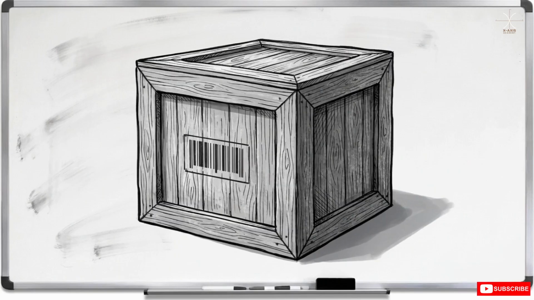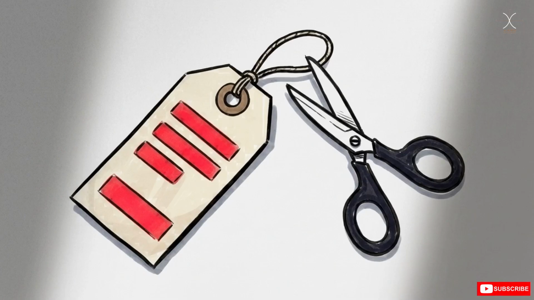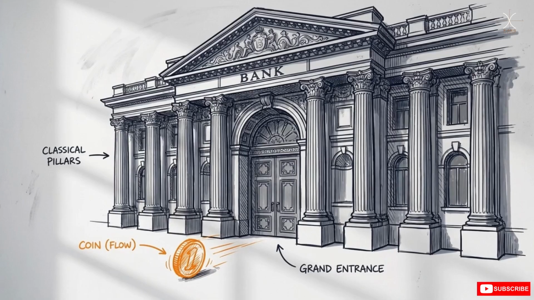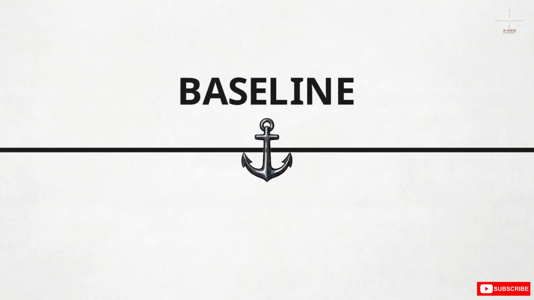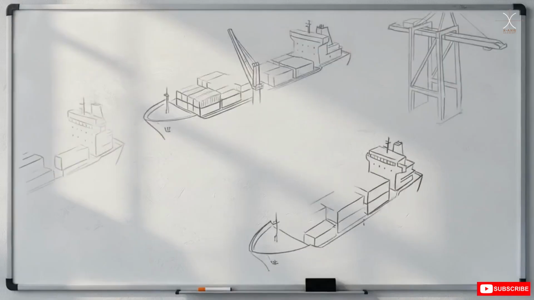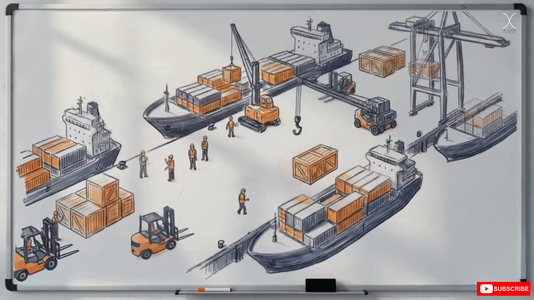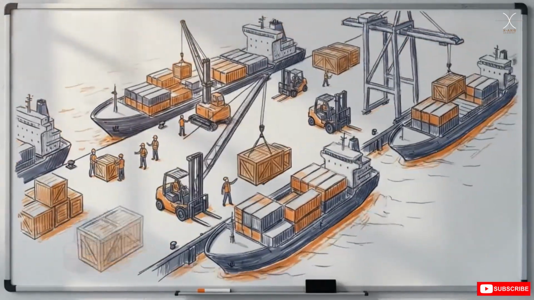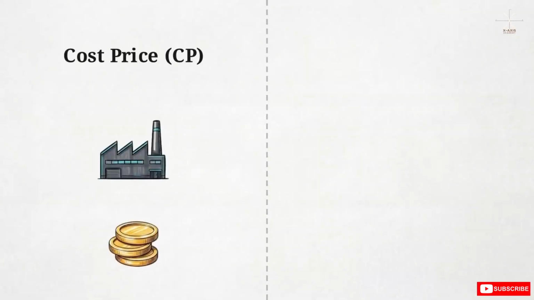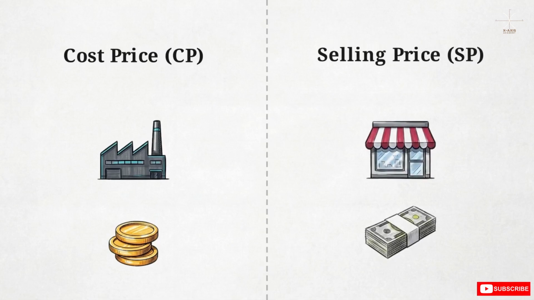Whether pricing goods for business, hunting for retail discounts, or calculating a loan's cost, you don't need to memorize a textbook of formulas. You only need to master one rule: finding the mathematical baseline. Let's look at the first arena of financial math, the supply chain, where a merchant buys and sells goods to make a living. Every transaction here relies on two metrics: the cost price, which is what the merchant pays to manufacture or acquire an item, and the selling price, which is what the customer eventually hands over at the register.